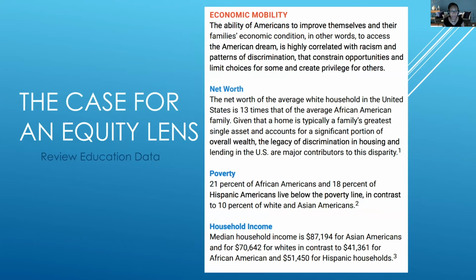And finally, in the area of economic mobility, I apologize. It says review of the education data. It should be economic mobility. When you're looking at the poverty numbers, they found, and I'm pretty sure that they use US Census data, 21% of African Americans and 18% of Hispanic Americans live below the poverty line, in contrast to 10% of white and Asian Americans.